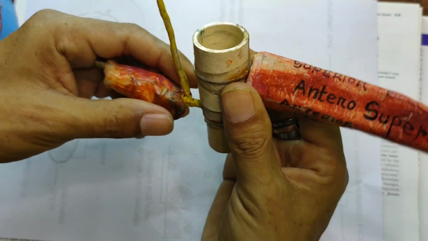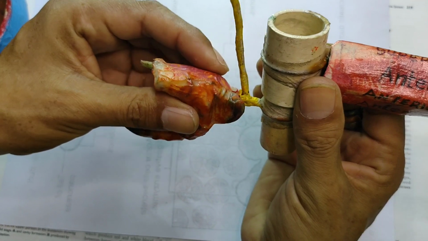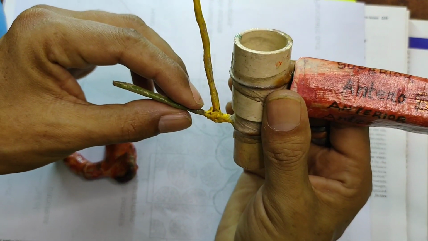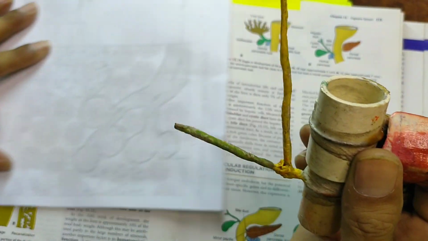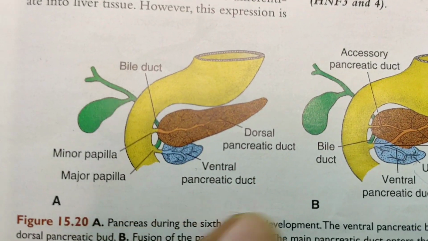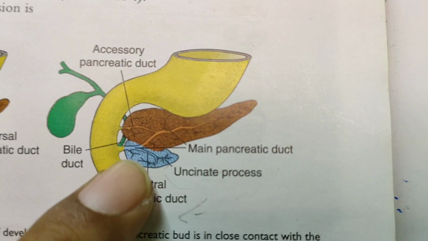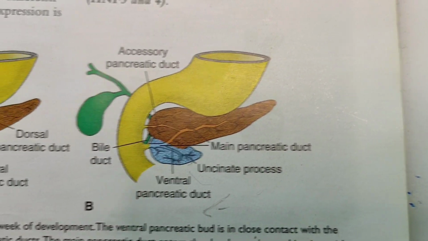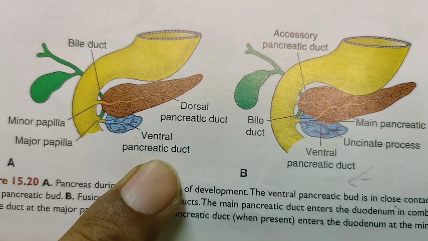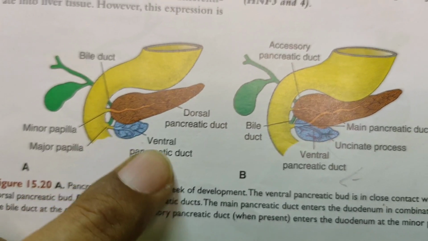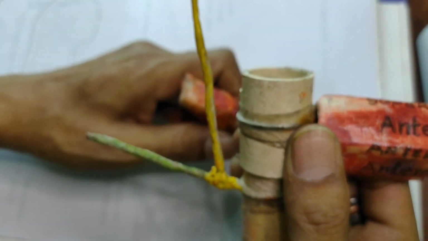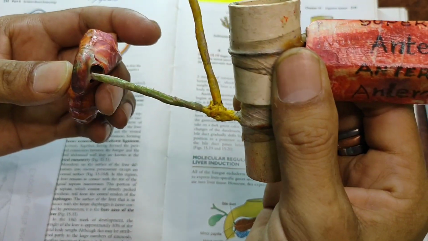So this is the ventral pancreatic bud. This is the duct system. Okay, please focus. This is a duct, the main pancreatic duct. This is the ventral pancreatic duct and the dorsal pancreatic duct. So please focus on this model.